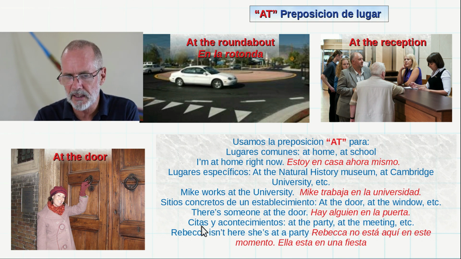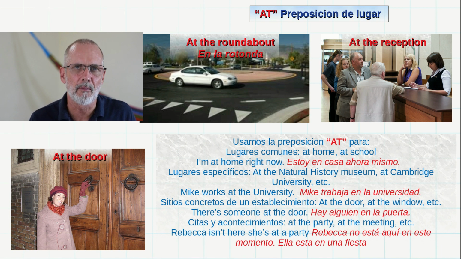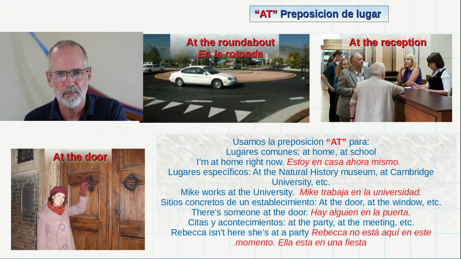Otro uso es para citas, por ejemplo, at the party, at the meeting. Rebecca isn't here, she's at the party. Rebecca no está aquí en este momento, ella está en la fiesta. Agregué aquí en el español en este momento, no está en el inglés. Ok, very good. Esas son las reglas básicas que vimos en el primer nivel. Voy a poner un enlace al video que vimos antes con esas reglas también. Vamos a ver otros ejemplos, algunas excepciones y otras reglas un poco más profundas.